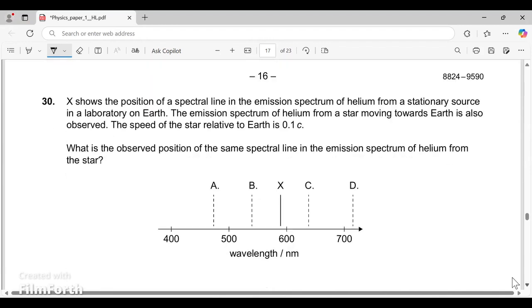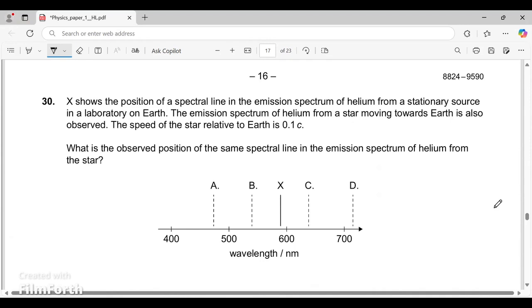Next question, 13. X shows the positions of a spectral line in the emission spectrum of helium from a stationary source in a laboratory on Earth. The emission spectrum of helium from a star moving toward Earth is also observed. The speed of the star relative to Earth is 0.1 c, where c is the speed of light. What is the observed position of the same spectral line in the emission spectrum of helium from the star?